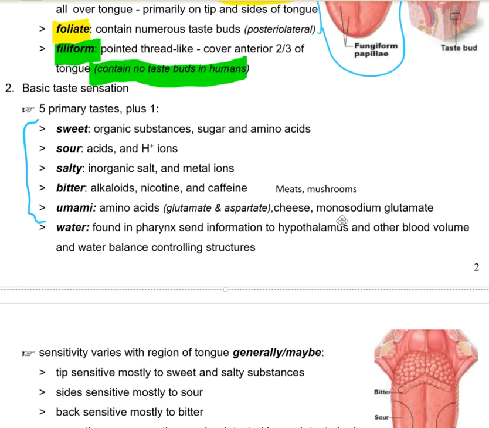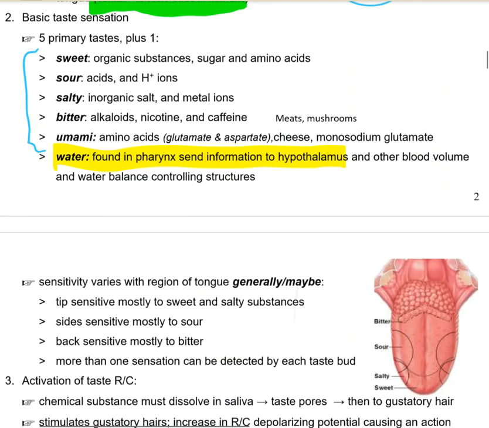And then we have an extra thing that we taste, which is water. And we have receptors that will pick up that water is in our mouth and in our throat and send that information to the hypothalamus. So that is interesting. Okay. So those are the 5 primary tastes.